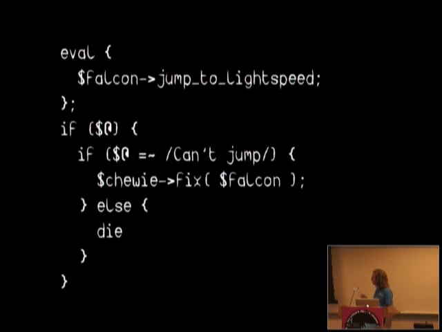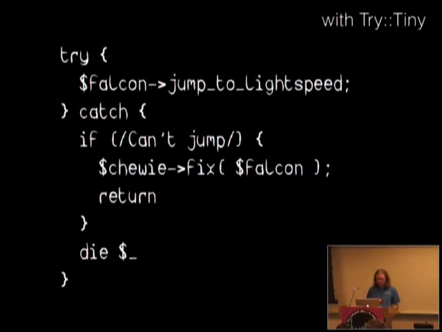You can do this with eval, where you just have difficult to read structures. I'm doing a simple check of this, and then if it's not working, I'm calling die with no arguments, which basically means just rethrow what the exception is. You can do the same with Try::Tiny, same kind of thing, except I have this return here, because I'm returning out of that subroutine. So I'm saying I'm done, and if I get to the end, well, I just die.